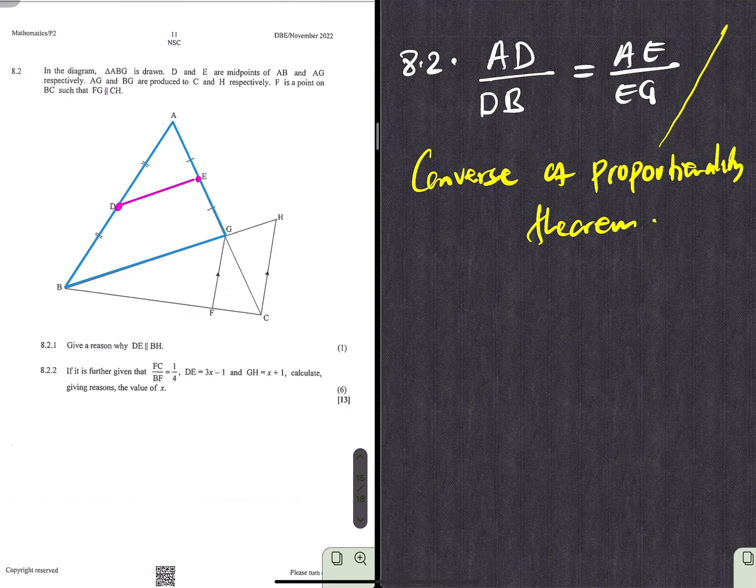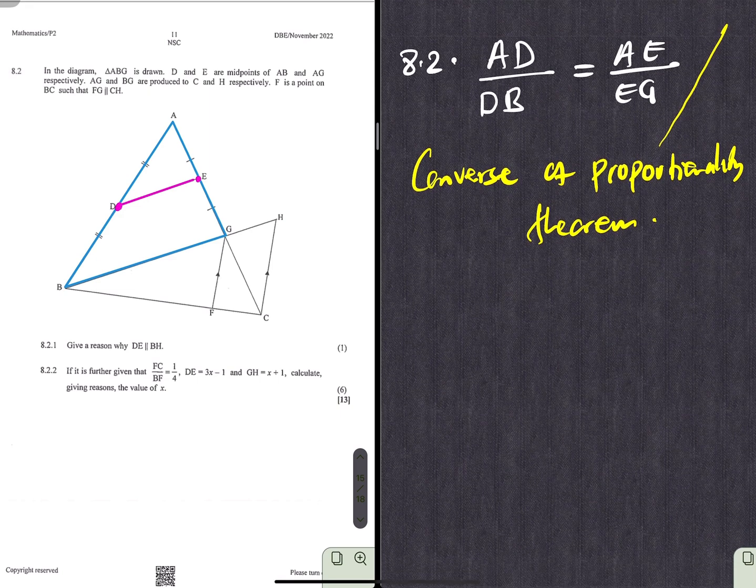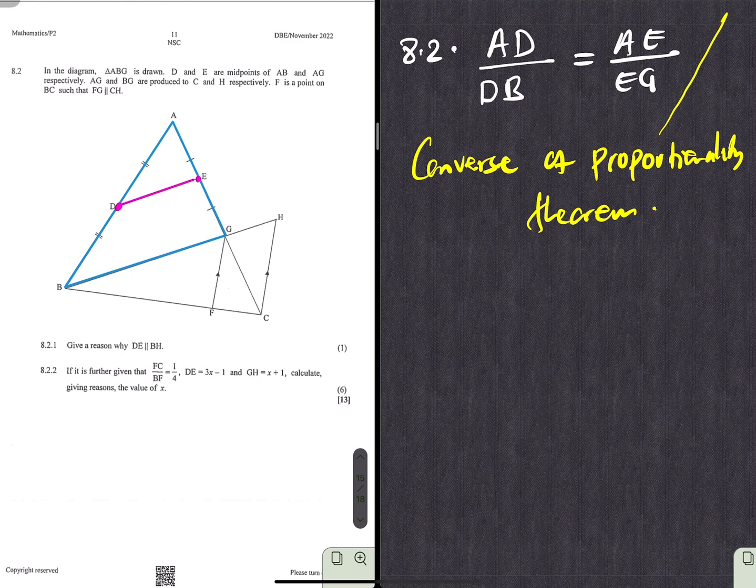This is the converse of proportionality theorem. So you can give this reason, or you can just write that one. One of the two, I guess, should be really correct. But I think both of them are correct. Just pick one.